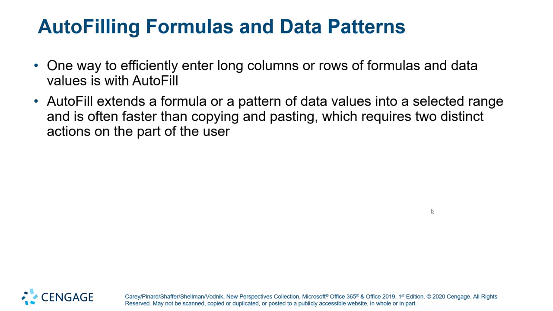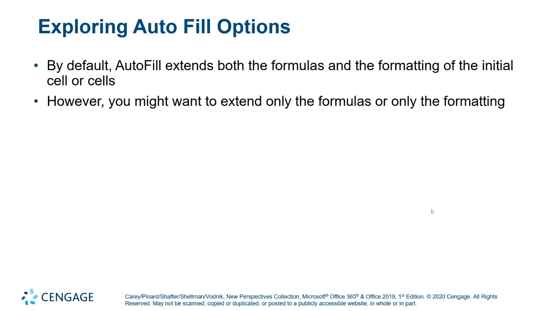One way to efficiently enter long columns or rows of formulas and data is with autofill. Autofill extends a formula or a pattern of data values into a selected range and is often faster than copying and pasting, which requires two distinct actions on the part of the user. Exploring autofill options. By default, autofill extends both the formulas and the formatting of the initial cell or cells. However, you might want to extend only the formulas or only the formatting.